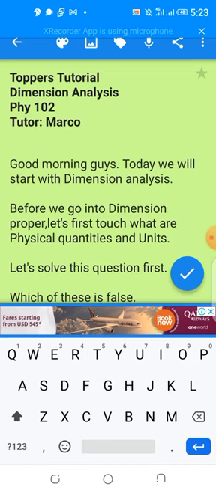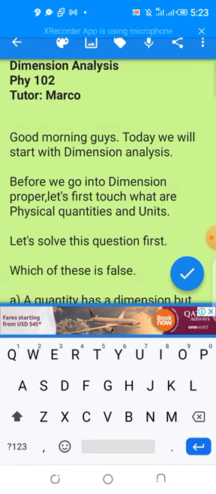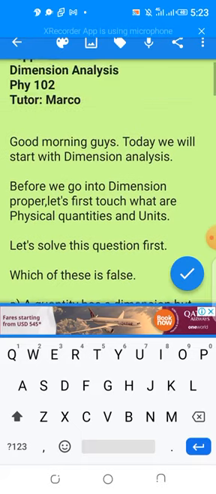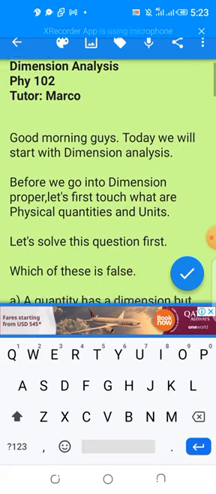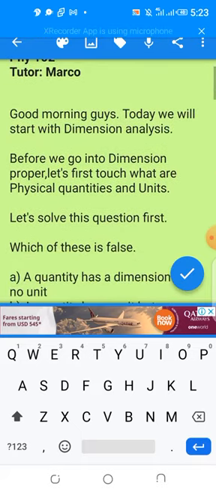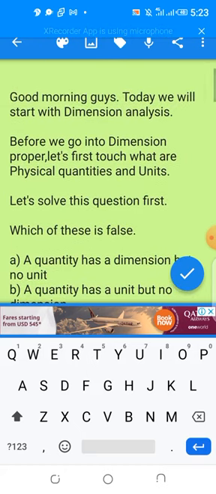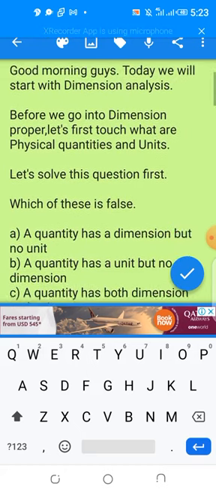This is 102. We are mirroring it based on University of Ibadan physics, but it can also be extended to other universities. So this is dimensional analysis. Before we go into dimensions proper, let's first touch on what physical quantities and units are.